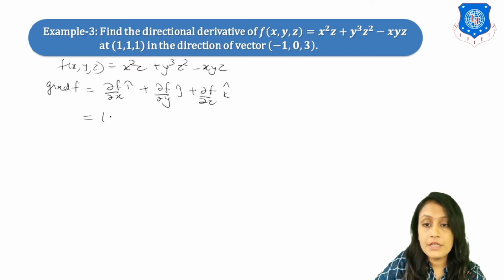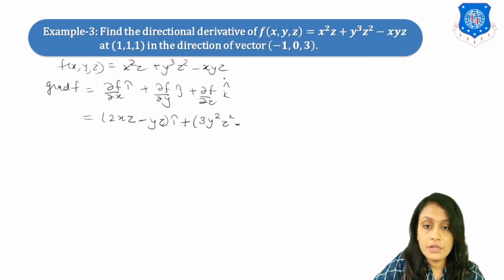Now find the derivative with respect to x. So what will you get from here? 2xz, this term is 0, and from here we will get minus yz i. Now with respect to y, this term is gone, from here we will get 3y square z square, and from here we will get xz, j. Plus, now find the derivative with respect to z. From here we will get x square, from here plus 2y cube z, and from here minus xy, k cap.